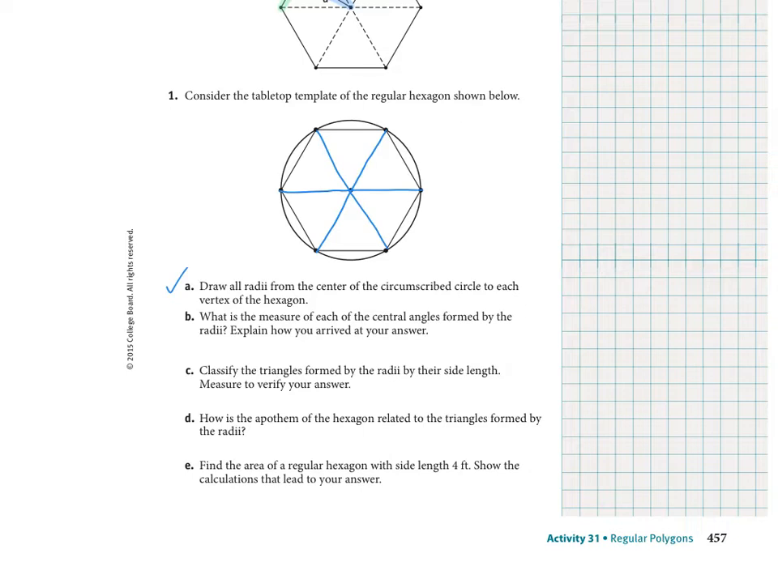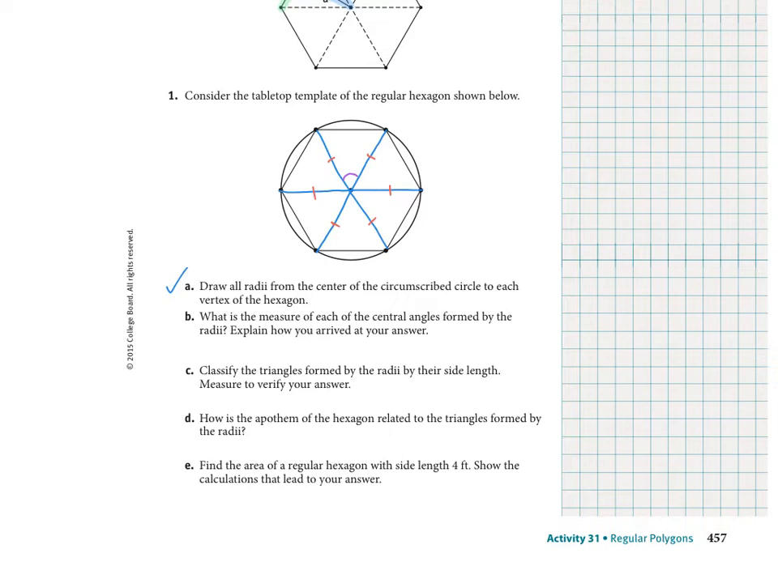Now think of what piece of information we know about all these lengths that we drew. They're all going from the center to one of the vertices of the polygon. So all of these are kind of like radii, essentially, and they're all going to be congruent to each other. Now, part B asks us, what is the measure of each of the central angles formed by the radii? So they're asking for each of those angles around our hexagon.